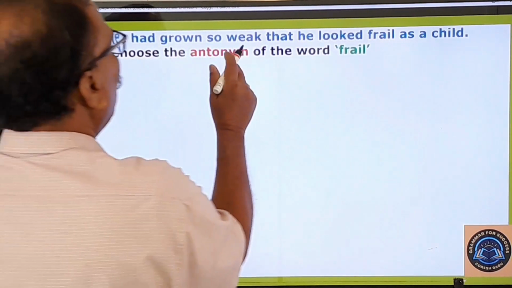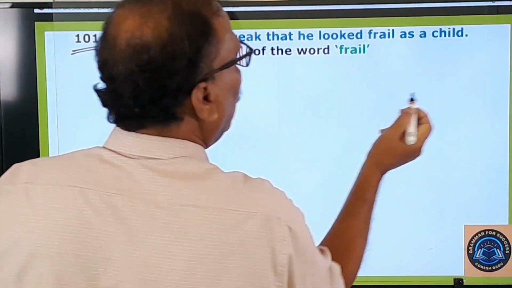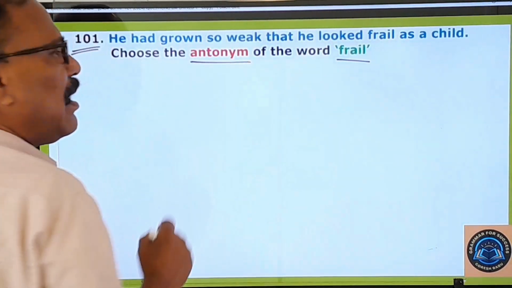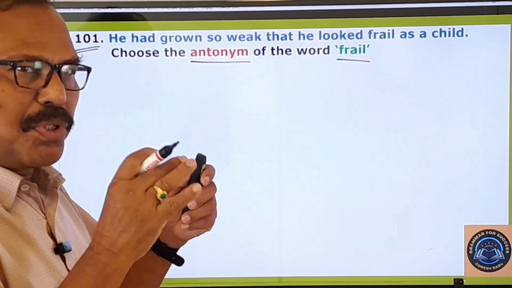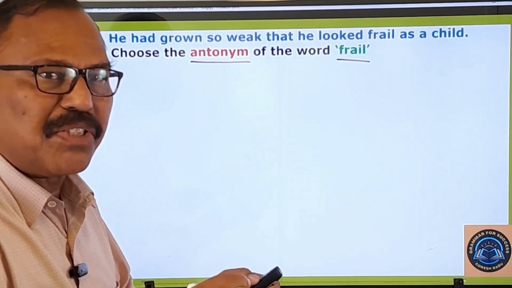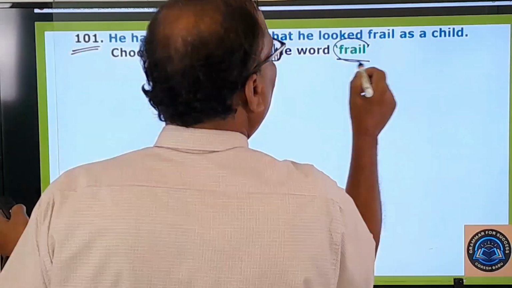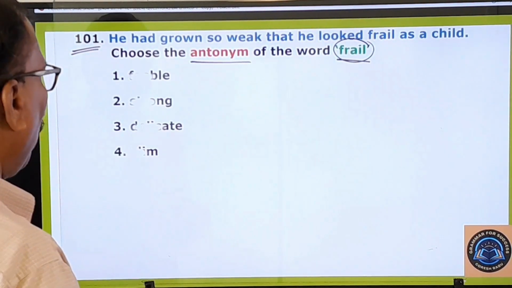Okay, he had grown so weak that he looked frail as a child. Choose the antonym of the word frail. So here he is asking you to show the antonym. Antonym means what? The opposite word. What is the opposite word of this frail? So here let us look at the options.